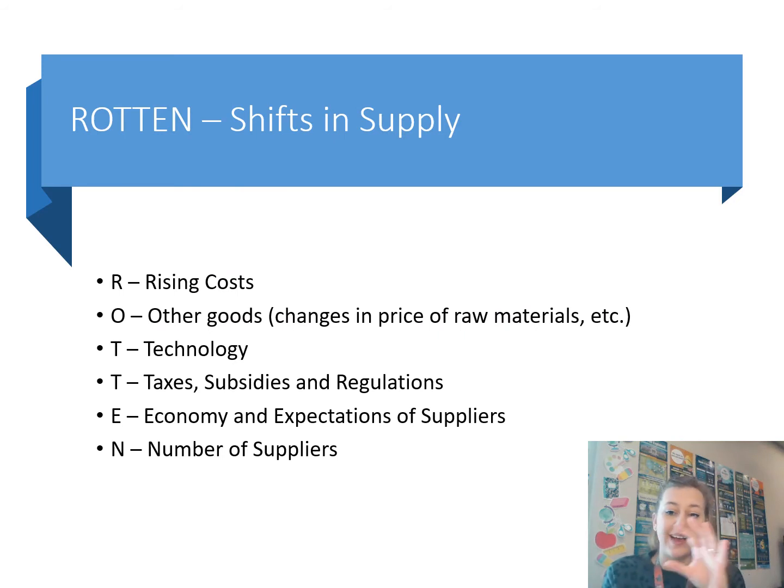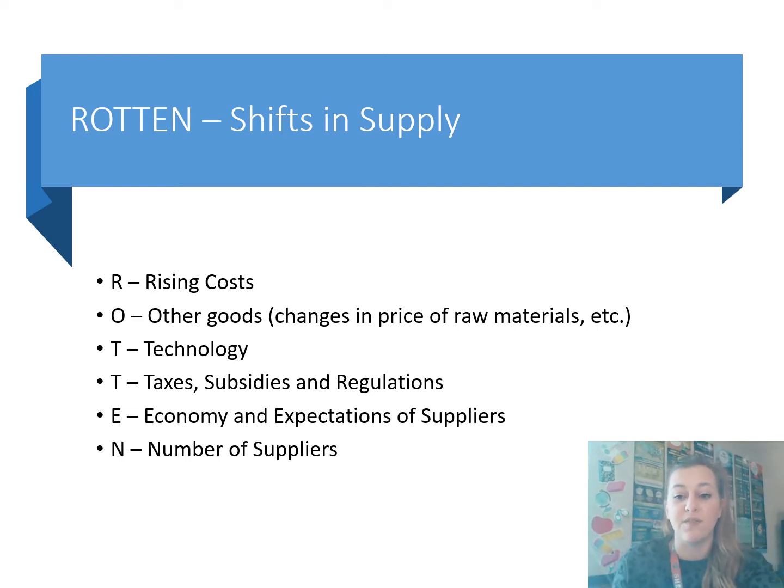All right, so to kind of sum it up here, these are the different things that can have an impact on supply. So we talked about rising input costs, which oftentimes includes changes in the price of other goods. So we talked about the dairy example. So if the price of fuel changes, it's going to be more expensive for a dairy farmer to run their machinery, so on and so forth. So those two, R and O, they kind of go together, right?